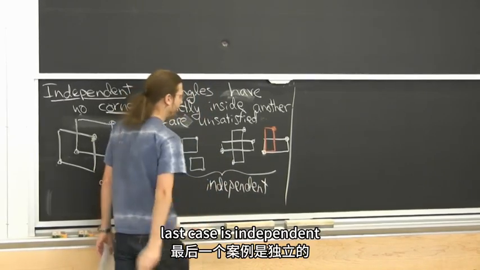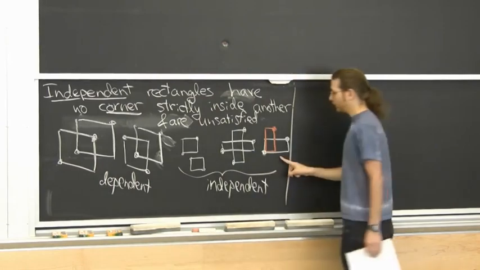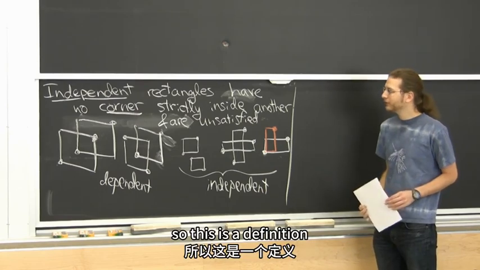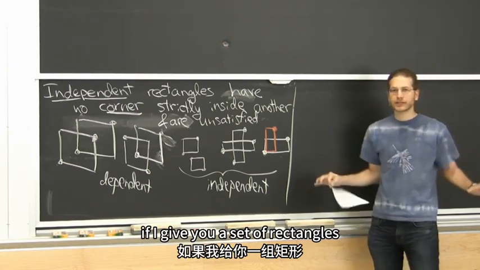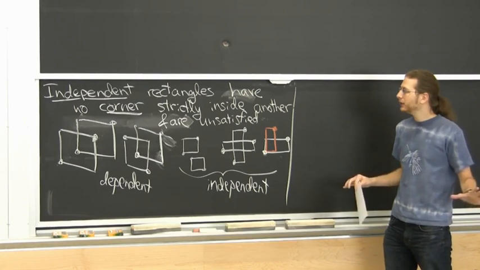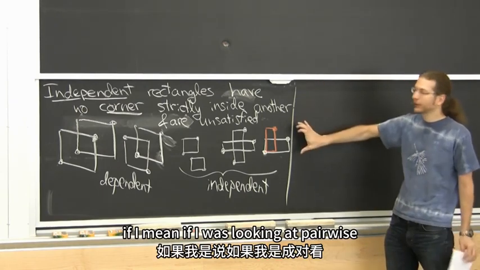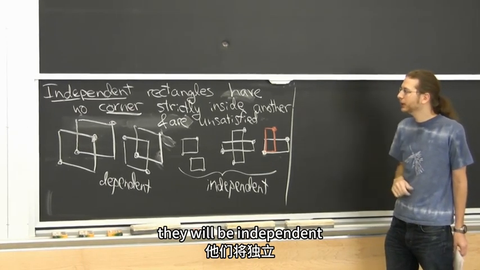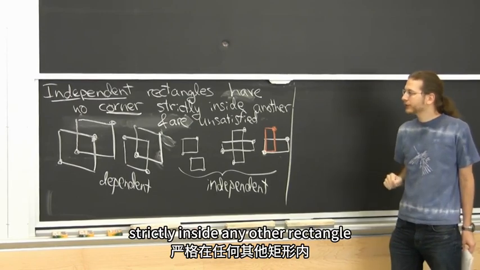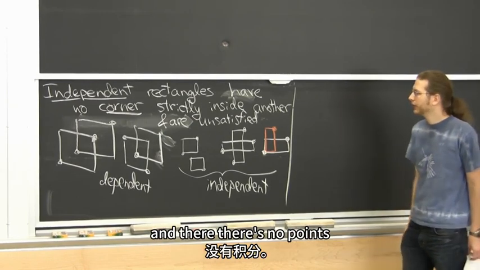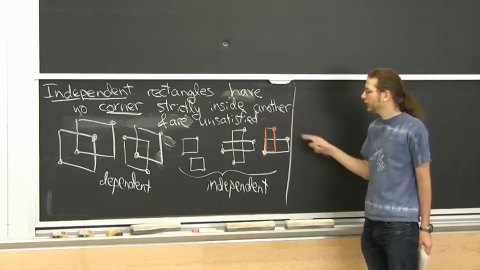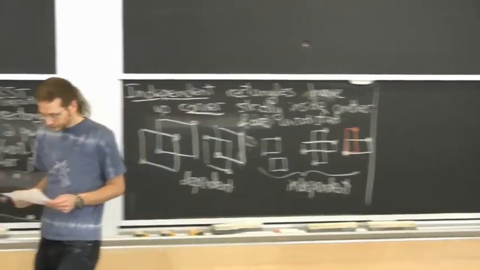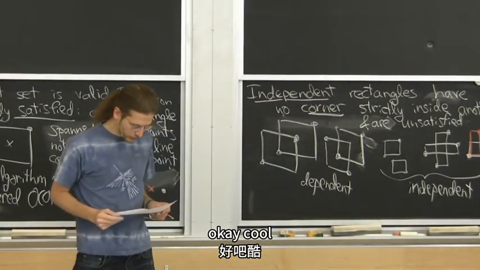Last case is independent. All right. So this is a definition. If I give you a set of rectangles, they're independent if they're pairwise independent. No corner of any rectangle is strictly inside any other rectangle, and there are no points of those rectangles that are inside others. Okay. Cool.